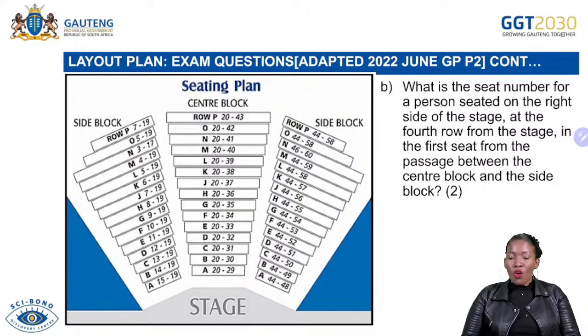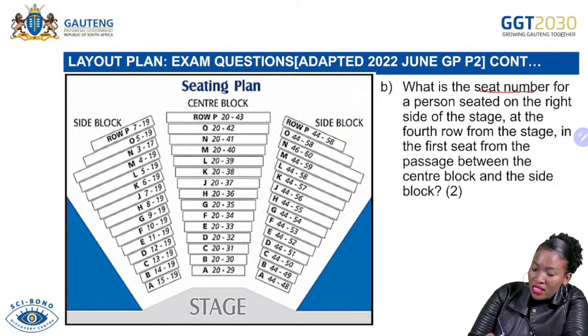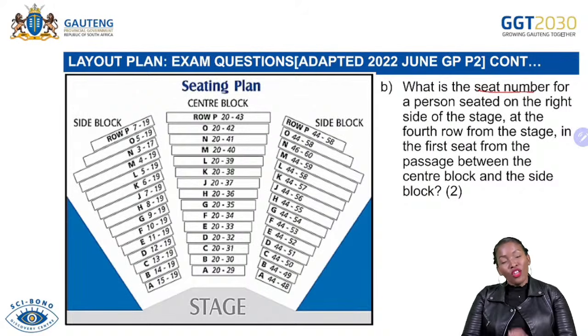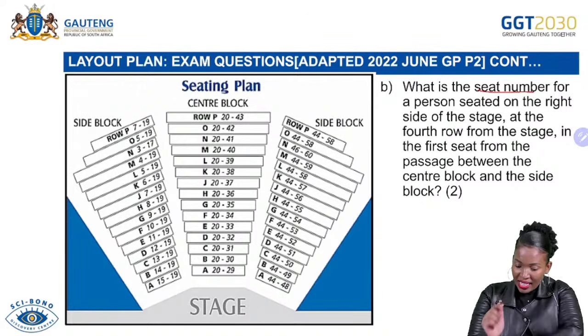B, what is the seat number for a person seated on the right side of the stage, at the 4th row from the stage, in the first seat from the passage between the center block and the side block? Another popular question when it comes to seating plans. It means here now they are giving us the instructions and now we must explain where the person is going to land. Let us start from scratch.